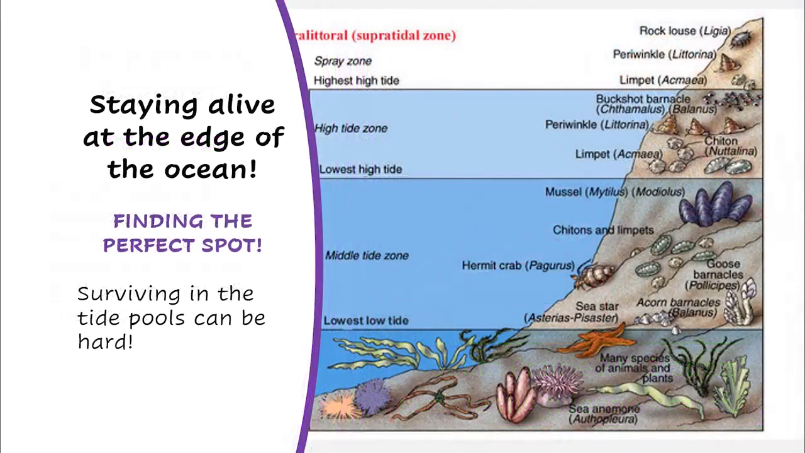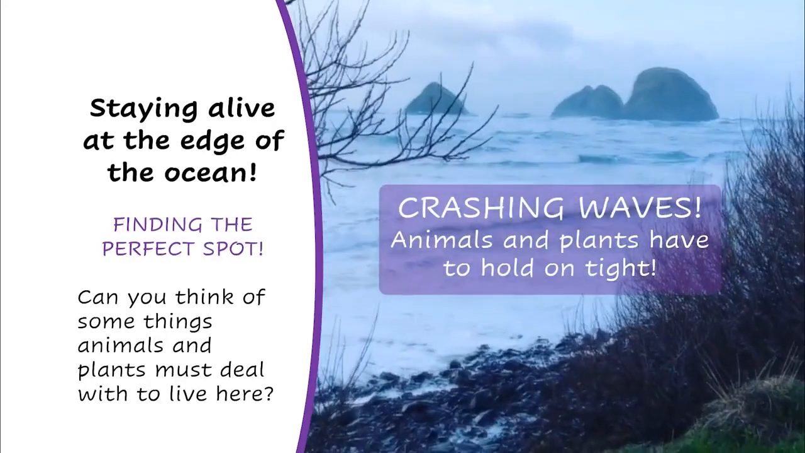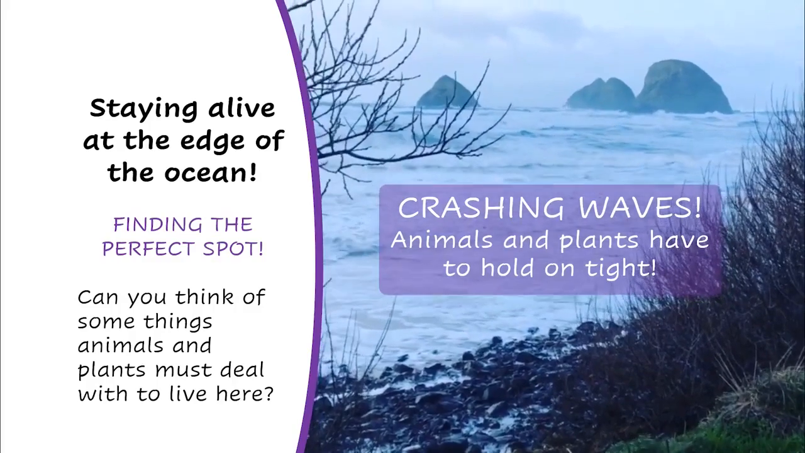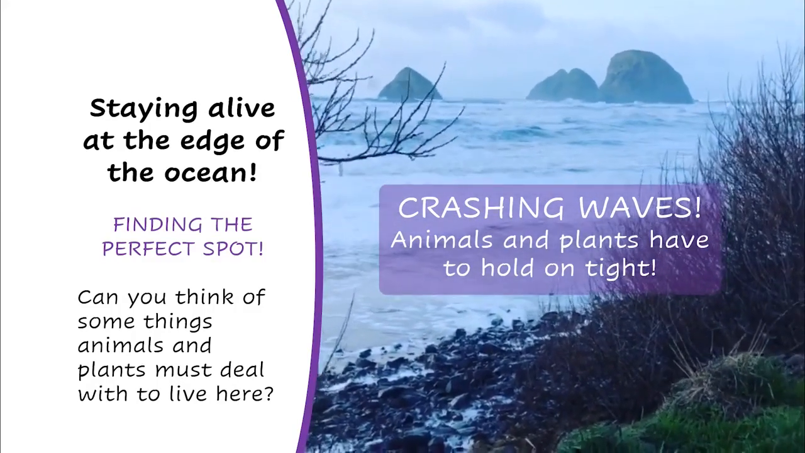Living at the edge of the ocean can be a very difficult place to survive. Can you think of some of the things plants and animals must deal with to live here? Waves are constantly going in and out, sometimes with a lot of energy, like during big storms. In order to not be washed away, animals and plants have to hold on tight.